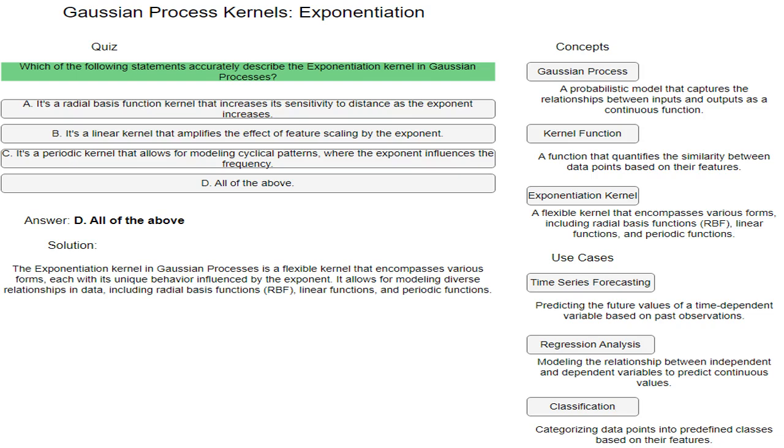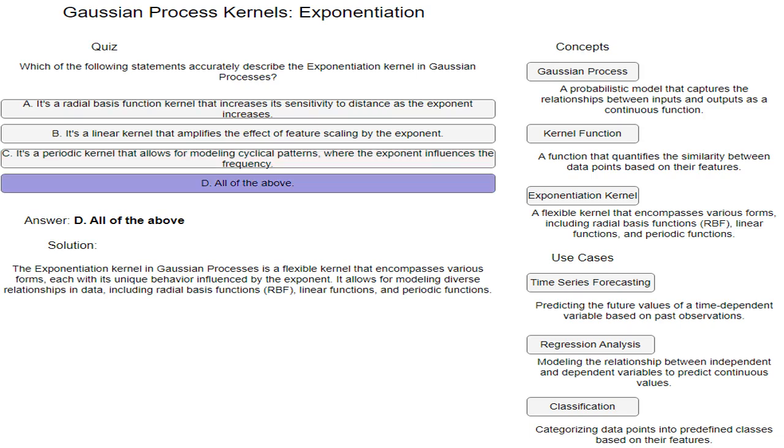Which of the following statements accurately describe the exponentiation kernel in Gaussian processes? A. It's a radial basis function kernel that increases its sensitivity to distance as the exponent increases. B. It's a linear kernel that amplifies the effect of feature scaling by the exponent. C. It's a periodic kernel that allows for modeling cyclical patterns, where the exponent influences the frequency. D. All of the above.